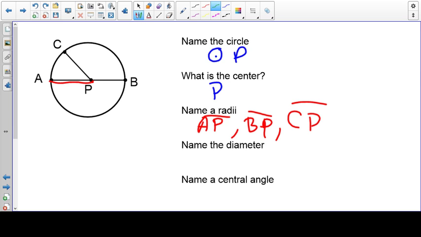The diameter has to go all the way through the center and has to have endpoints on the circle. So the only potential answer for this one would have to be AB.